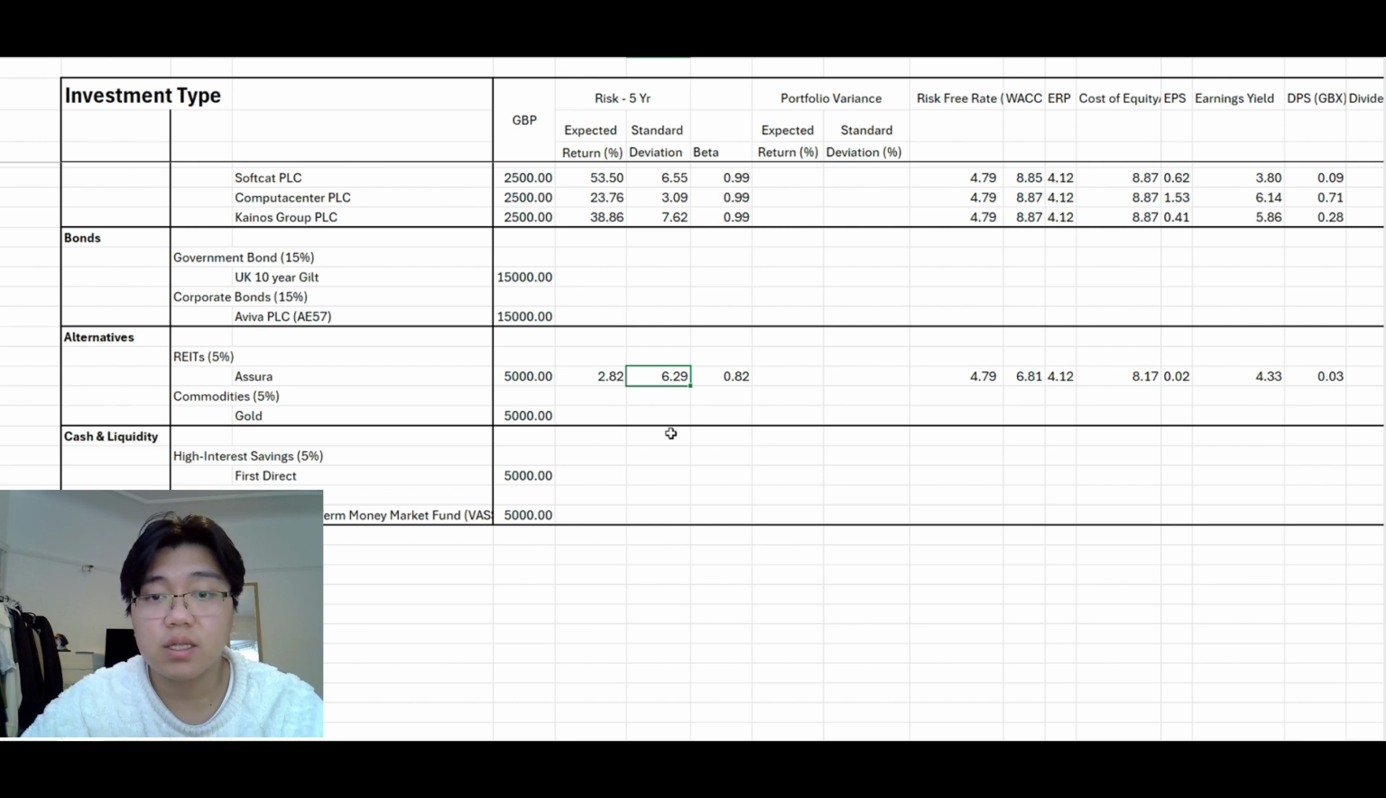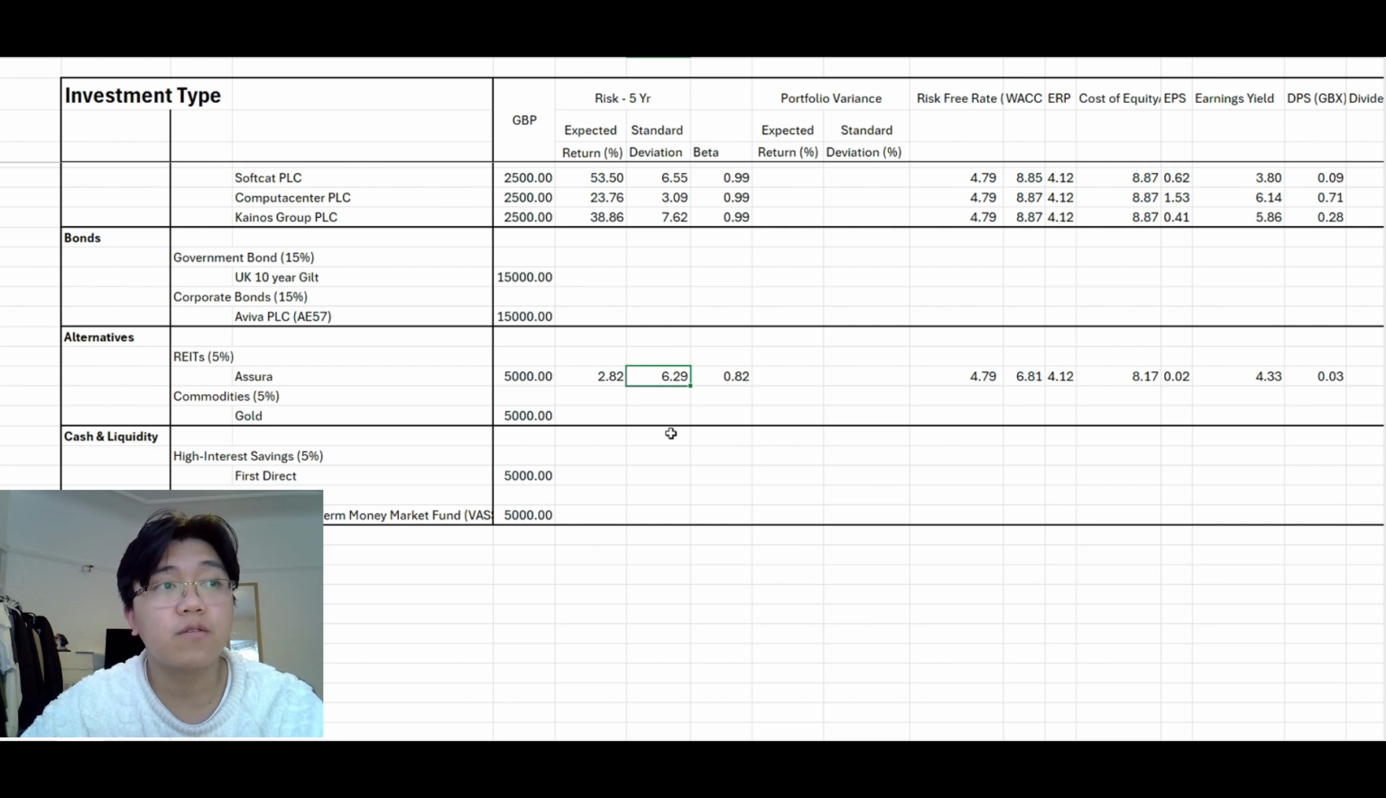REITs provide exposure to real estate markets without the need to invest directly in property. REITs like Assura, which focuses on healthcare facilities, offer stable rental incomes and potential capital appreciation. They are particularly resilient due to the essential nature of their properties.